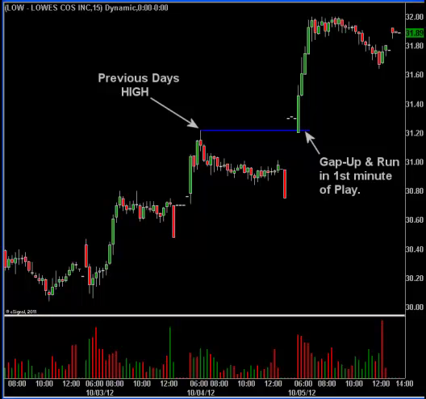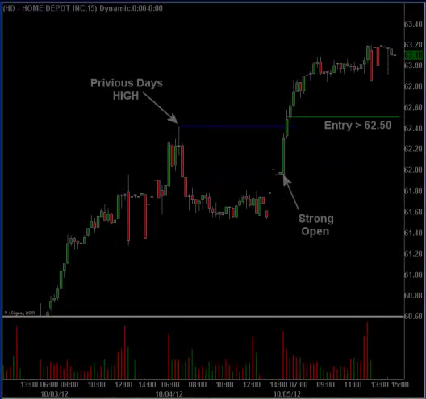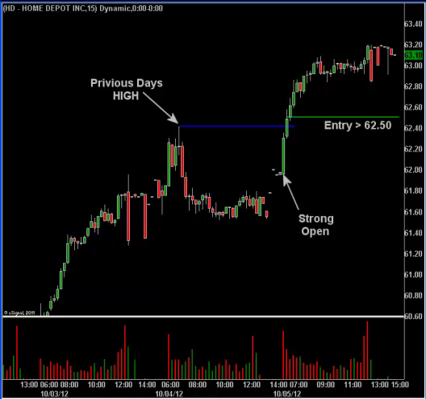I opened up the Lowe's chart and saw it had played the open very strongly and had already gapped and run well above the previous day's high. Not a great candidate for play at the time. I then went to Home Depot and found my play. This sister stock had also gapped higher but hadn't run beyond the previous day's high yet. I placed the entry just above the previous day's high at 62.50.